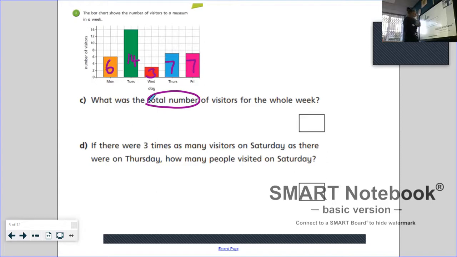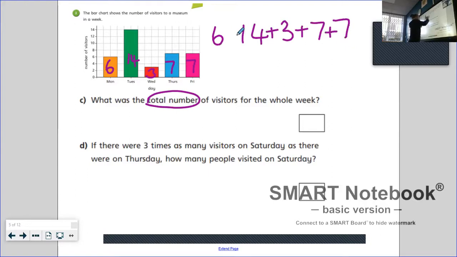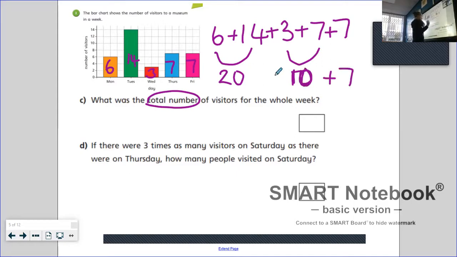Now, I'm going to add them in a special way. So I've got the numbers, I'm going to write them up here: 3, 7, and 7. And we need to add them all together. Well, I'm going to do this differently. I've got 6 and 14. Well, that's a number bond for 20. Okay. I've got 3 and 7. That's a number bond for 10. And then I've got 7 to add. So 20 add 10 add 7 equals, that's nice and easy, 37. There were 37 visitors that week.